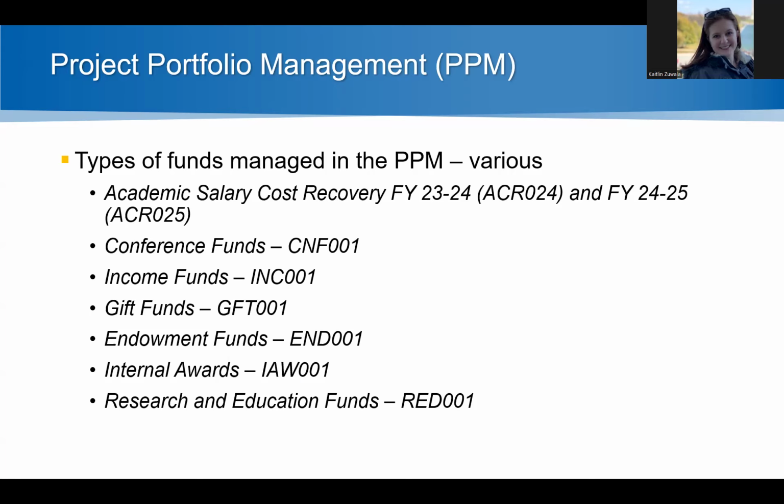And then afterwards, you're going to see your conference, income, gift. These numbers afterwards are your tasks. So CNF 001 for conference, INC 001 for income, and so forth.